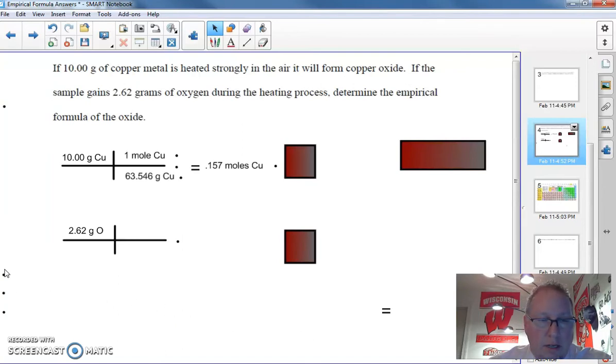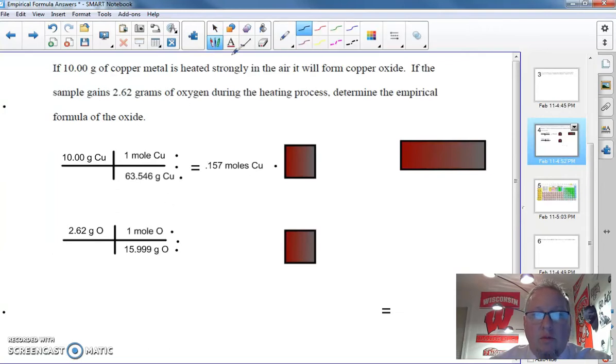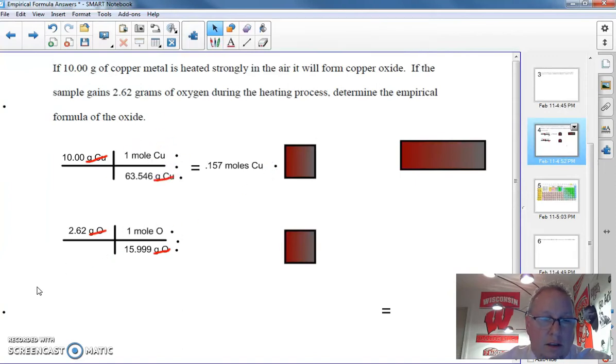For oxygen, we do know that there are 15.999 grams of oxygen for each mole of oxygen that we have. So moles of oxygen will go on the top, grams of oxygen will go on the bottom. Grams of oxygen will cancel when we do these problems, which leaves me only with the units of moles of oxygen. Grams of copper will cancel, which leaves me only with moles of copper for my final answer.